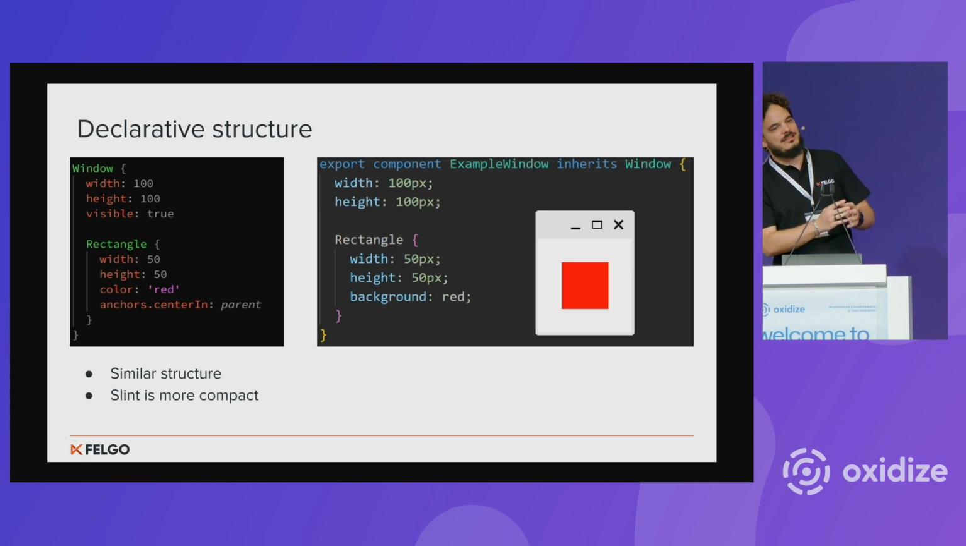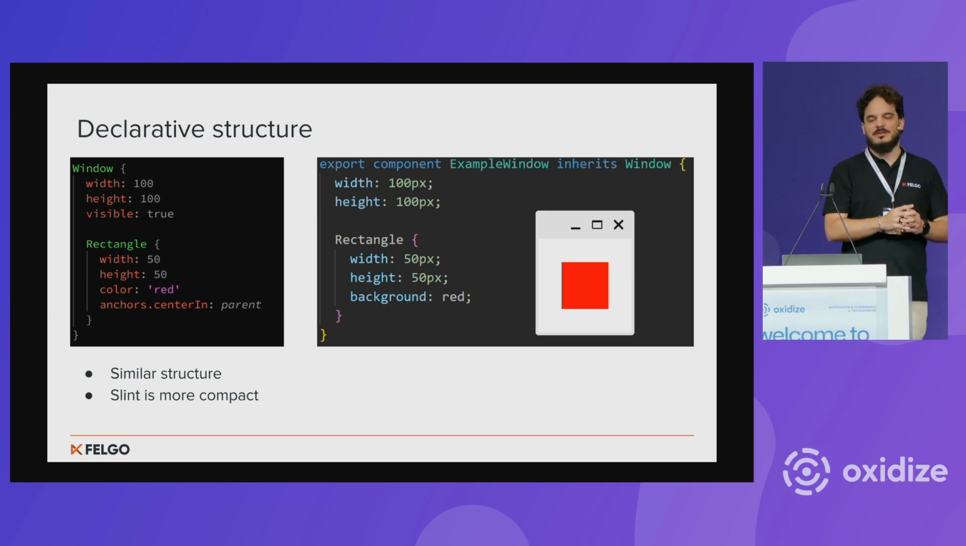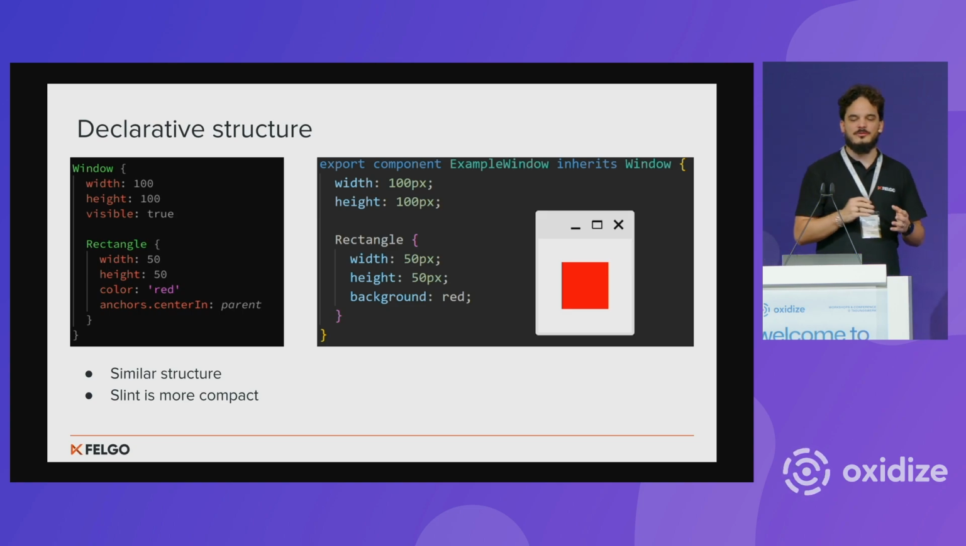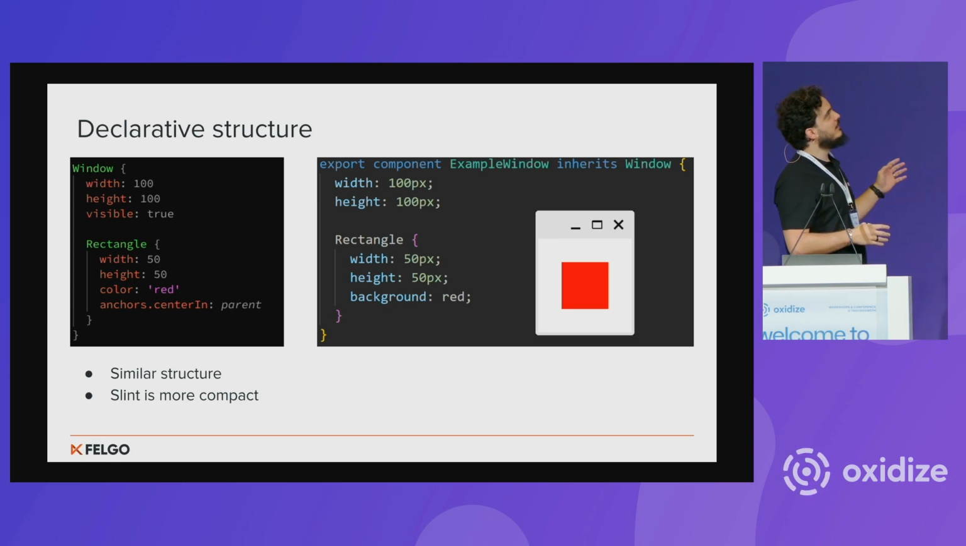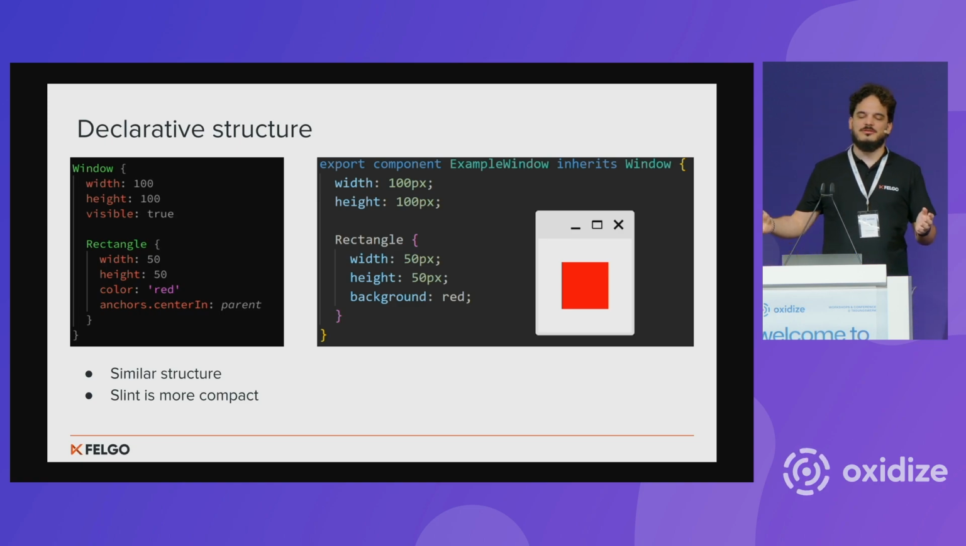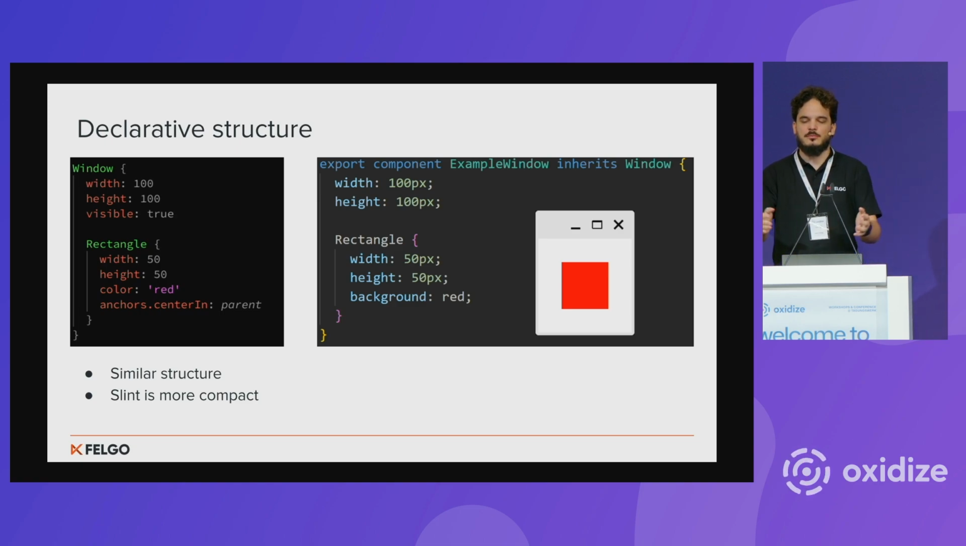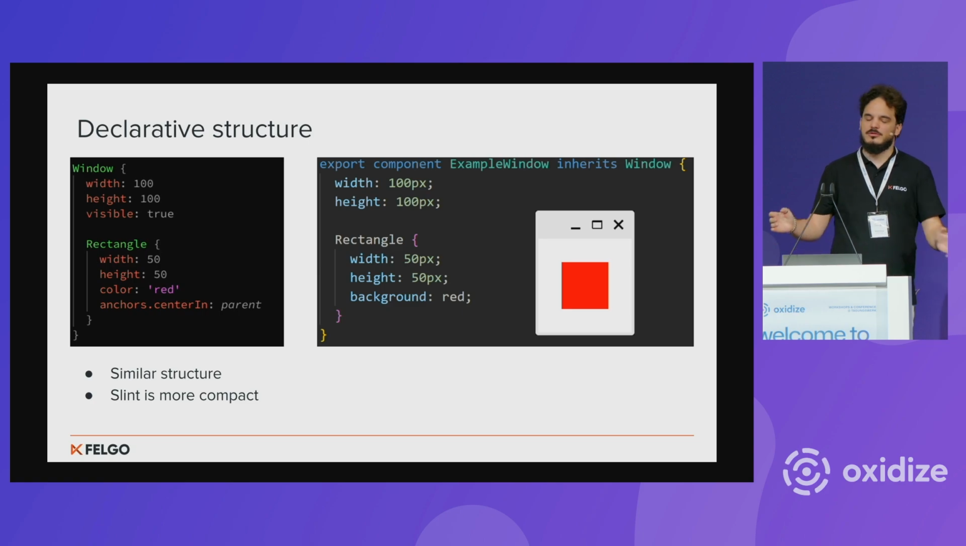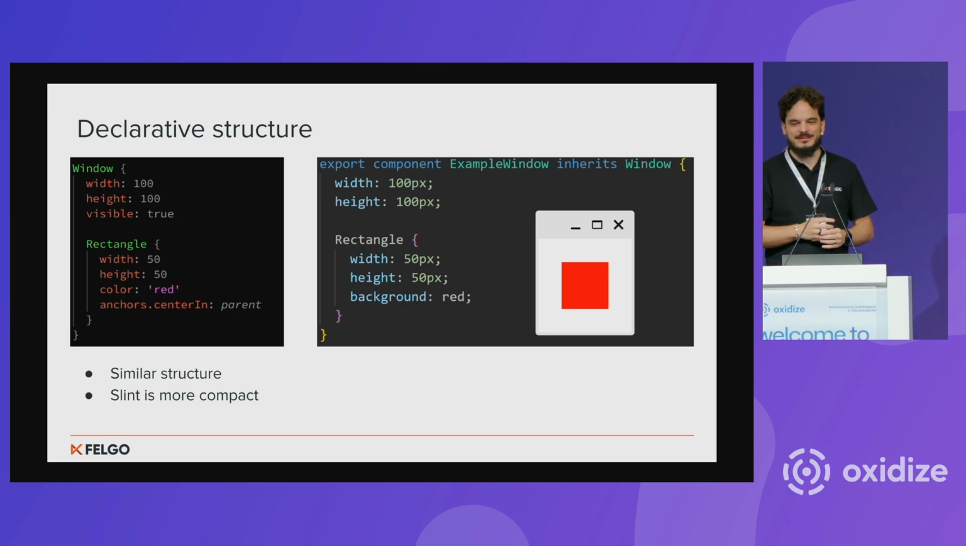So let's get into the actual comparison. So the structure of the code is pretty similar. As you can see on the left side, there is the QML code, and on the right is the Slint. They are both producing the same window with a rectangle in the middle. And the Slint code is more compact. You can see it in this example, but you will see it later.